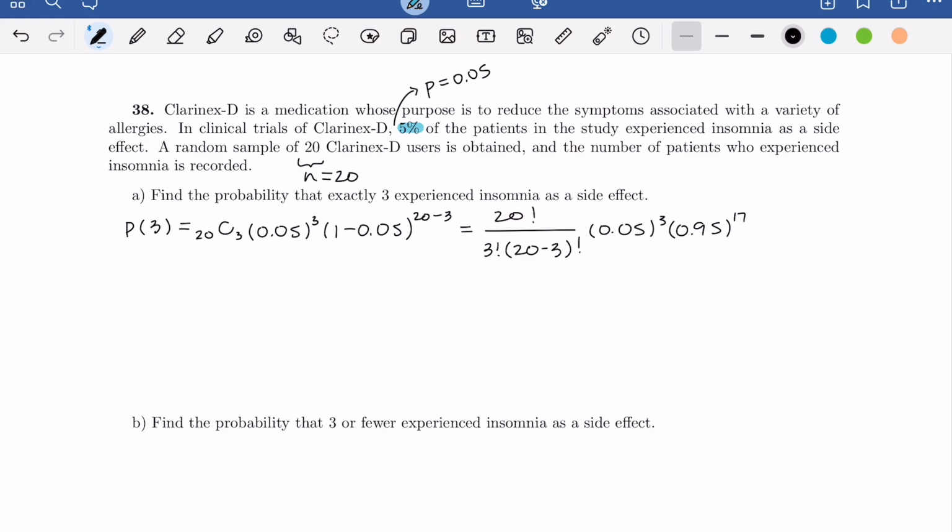All right, so this is going to give us this value times, we still have this 0.05 cubed, so just simplifying certain things here. And then this guy raised to the 17th power, plugging all of this into our calculator, we're going to get 0.0596. So this means in a random sample of 20 of these Clarinex D users, there's a probability of 0.0596 that exactly three will experience insomnia as a side effect.